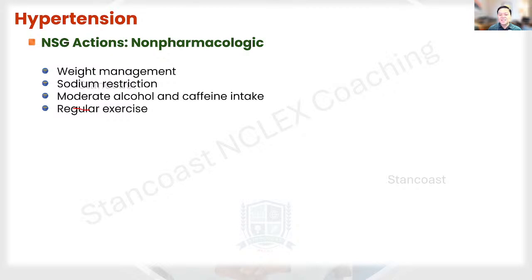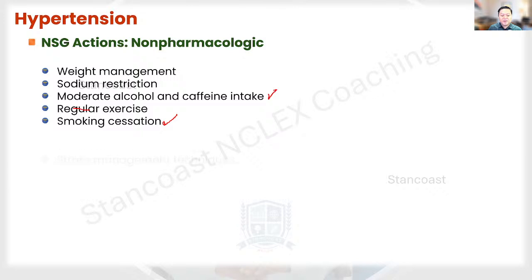Regular exercise, guys, is very important. You have to make sure that the patient understands the benefit of consistent exercise, because this can also strengthen the heart and improve the circulation. Now, another thing is smoking cessation. This is quite huge, guys. Smoking cessation, along with a moderate intake of caffeine and alcohol, because avoiding smoking will really decrease the cardiovascular tone, or let's say the vasoconstriction.